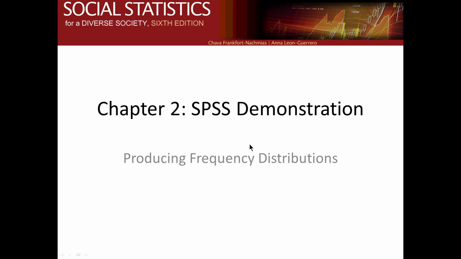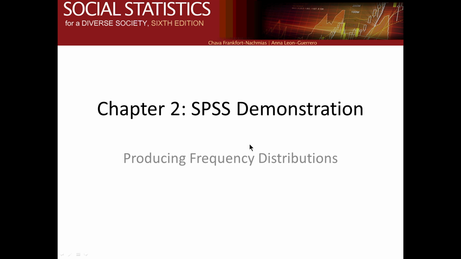Chapter 2, Producing Frequency Distributions. In SPSS, you can review the frequency distribution for a single variable or for several variables at once. The frequency procedure is found in the Descriptive Statistics menu under Analyze.